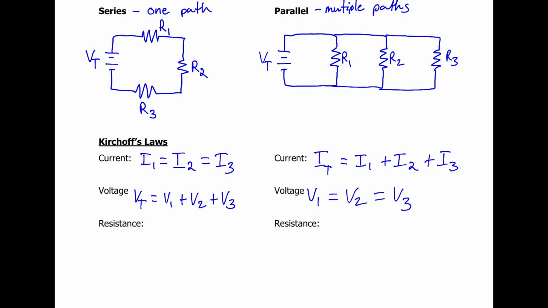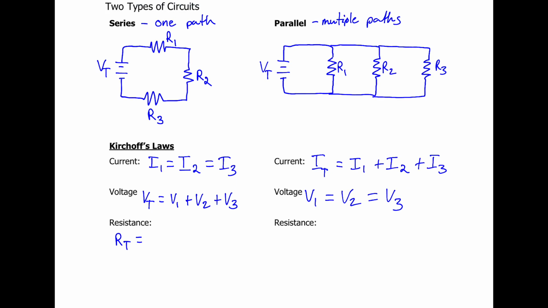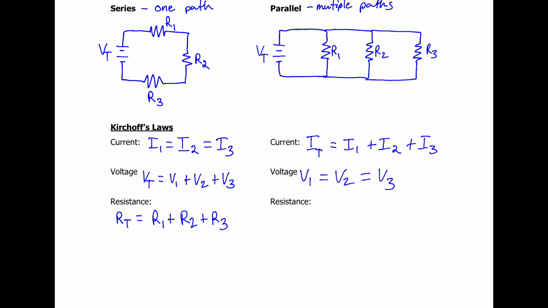Okay, the resistance rules for a series circuit are they add up. So the total resistance of the whole circuit in one path is added up. R1 plus R2 plus R3. They add up for the total. All the resistance of the circuit is equal to all the resistances added up. So if I have 10 ohms and 20 ohms and 30 ohms, I just add them up and I get 60 ohms and I got the total of it. It's very easy.